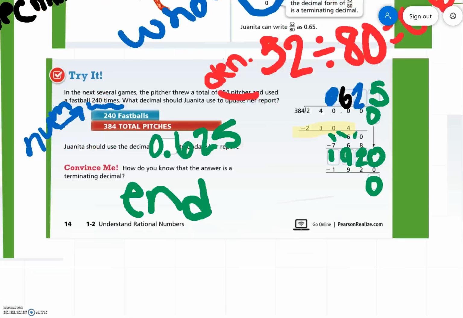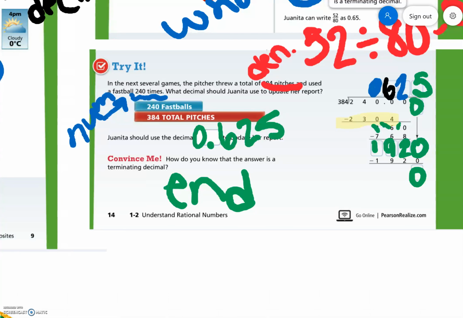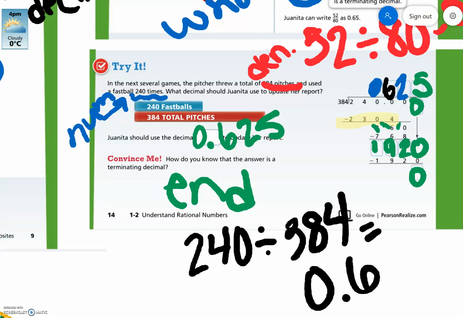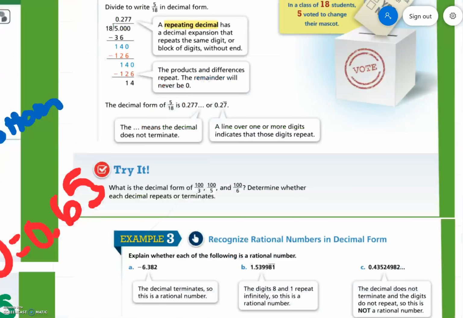And again, we could just use our calculators. I'm okay with you guys using your calculators on the test. And we could do 240 divided by 384. Please be careful that the numerator always comes first. That would give us the same answer we got, 0.625. Next page.